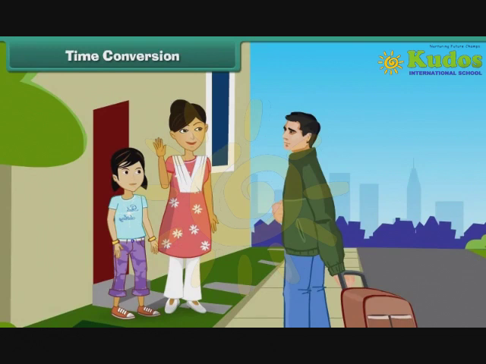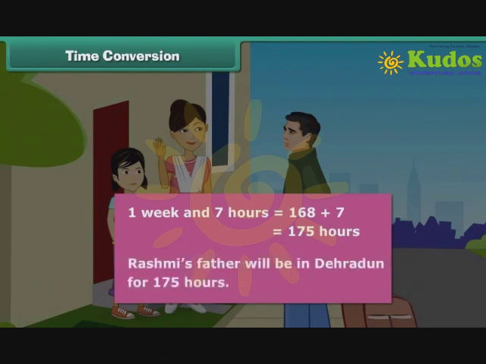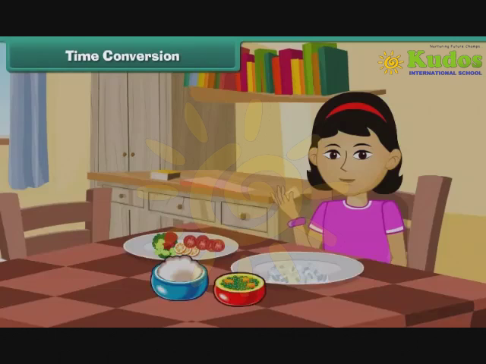1 week is equal to 7 days. 1 day is equal to 24 hours. 7 days is equal to 24 multiplied by 7 is equal to 168 hours. 1 week and 7 hours is equal to 168 plus 7 is equal to 175 hours. Rashmi's father will be in Dehradun for 175 hours.